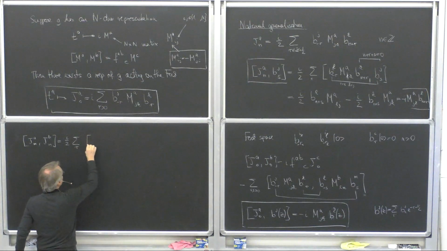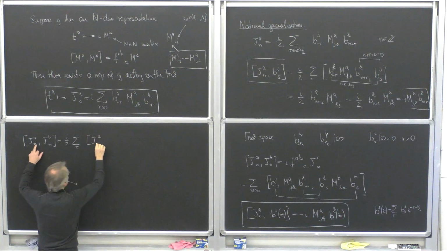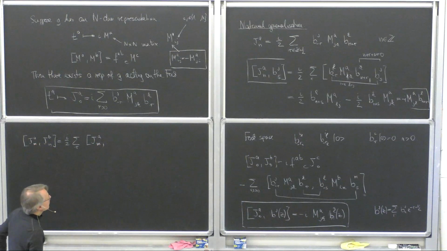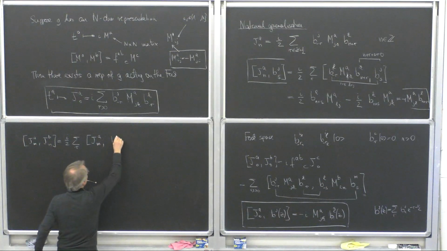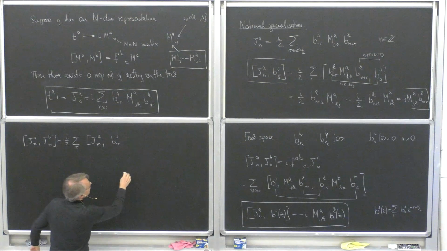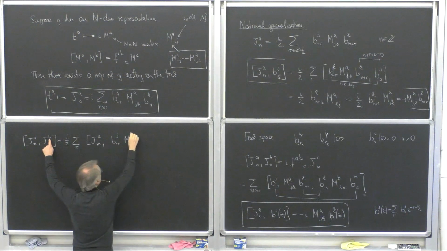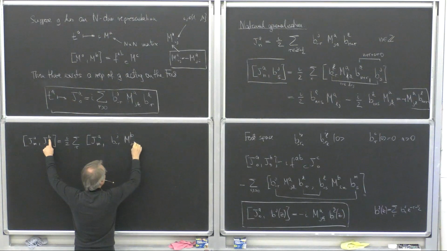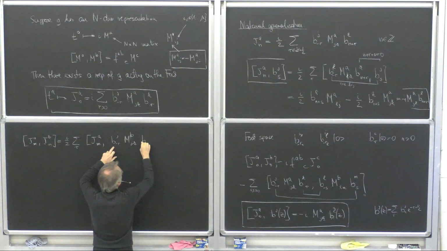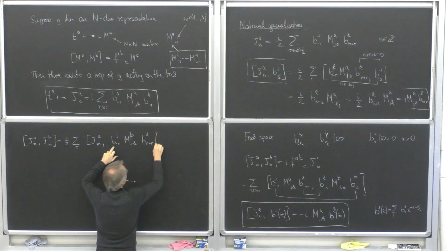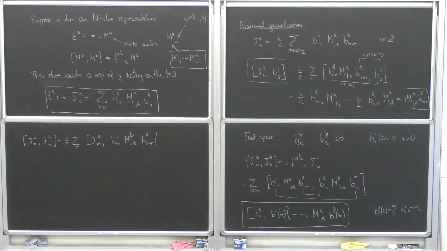And then I write this as J^A_m with b_{j, -r}, times M^B_{jk}, and then b_{k, n+r}. Right? This is what I have to do.